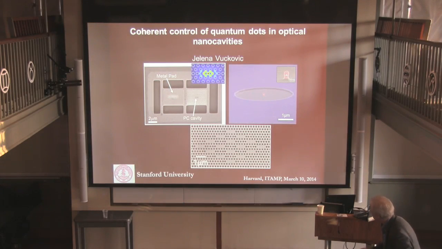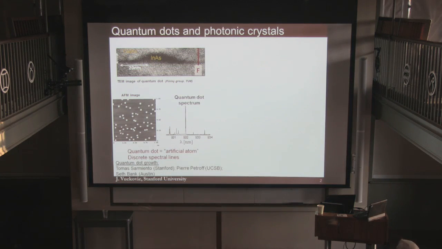First, quantum dots. In our experiments, we use indium arsenide self-assembled quantum dots grown on gallium arsenide by molecular beam epitaxy. You can see on the top left how they look in cross-section, and on the bottom left an AFM image of a 1 micron square array of these quantum dots. They have discrete transitions between 920 and 940 nanometers, typically.